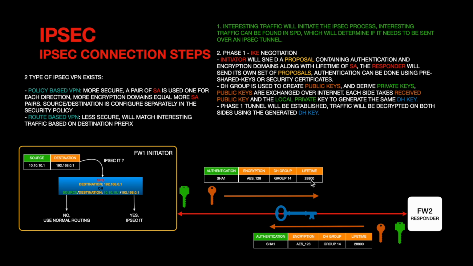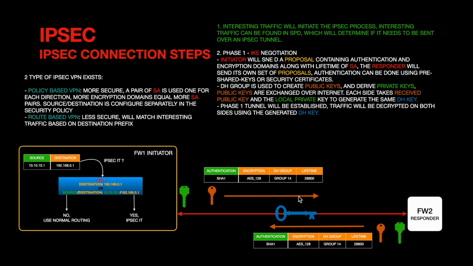So the initiator will send its own set of parameters, and the responder will also send its own set of parameters. We have DH group configured, which is a mandatory parameter, and DH group is used to create the public keys. Basically, it will create public keys and derive private keys. The private keys will remain in the firewall database, and the public keys will be sent from initiator to responder and from responder to initiator.